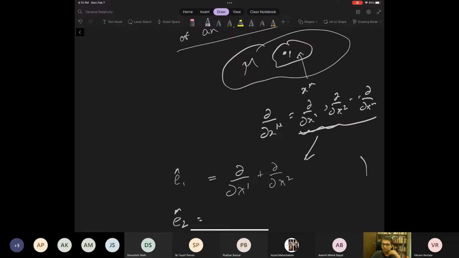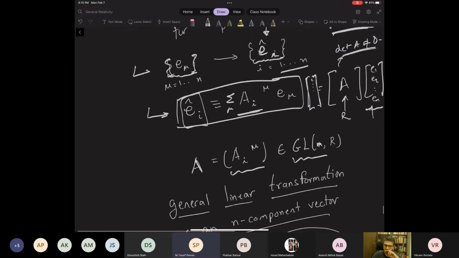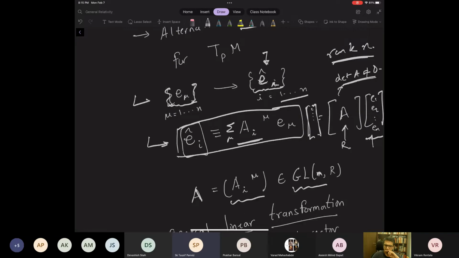Any other questions? Sir, can we say that A inverse should exist, or else the inverse transformation will not be there? Yeah, that's why I said determinant of A is non-zero. You need to impose this condition.